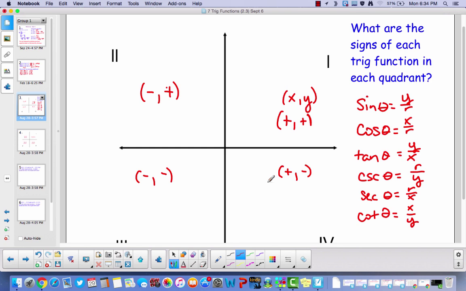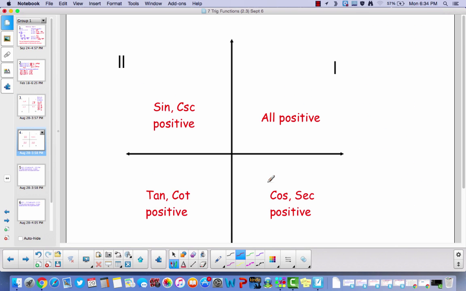Okay, let's compare your answers. Did you get that everything is positive here? Radius is always positive, so if x is positive and y is positive, the only thing that can be is all positive. In the second quadrant, sine and cosecant are positive, because y is the only thing that's positive.